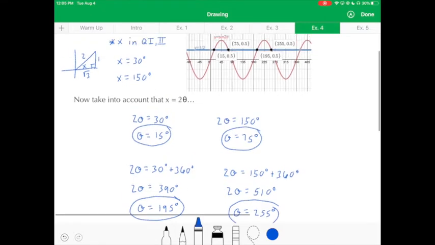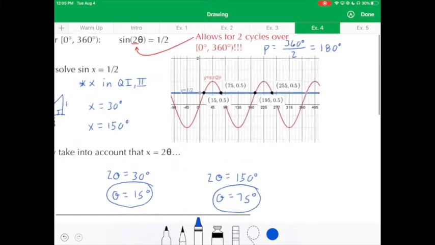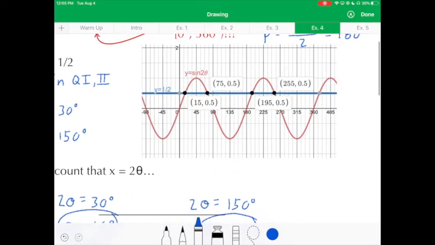Okay, you can verify this graphically. Okay, notice I have the curves y equals sine of 2 theta and y equals 1/2, and there are 4 intersection points between 0 and 360 degrees. The x coordinates of those intersection points are the solutions that I came up with: 15, 75, 195, and 255 degrees. Okay.